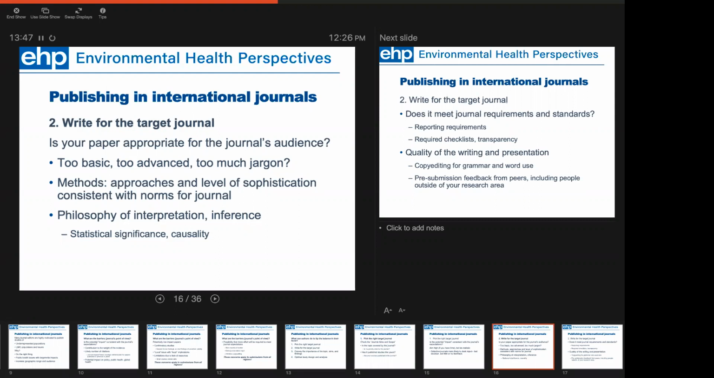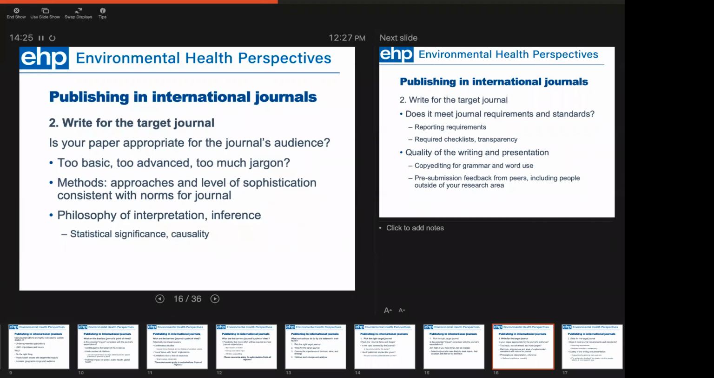And then thinking about the philosophy of the journal. So every journal has sort of philosophies about interpretation or inference. And the place that this comes up most often is in relation to statistical significance testing. So if you look at journals, some journals prohibit any mention of statistical significance. Other journals, maybe in the same discipline, will prohibit you from reporting results that aren't statistically significant. And so, if there's extremes like that, you want to be in the right place.